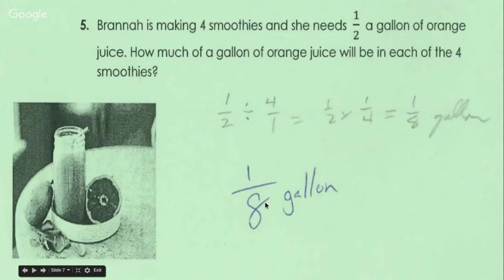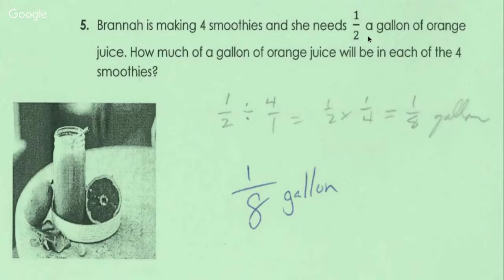If we add 1/8 plus 1/8 plus 1/8 plus 1/8, since we have 4 smoothies, 1/8 plus 1/8 plus 1/8 plus 1/8 gives us 4/8, which is equal to half of a gallon, and that's what Brianna had, half of a gallon to make those.